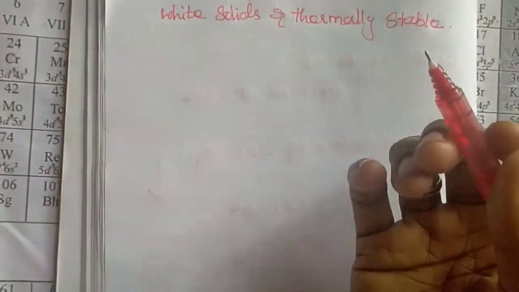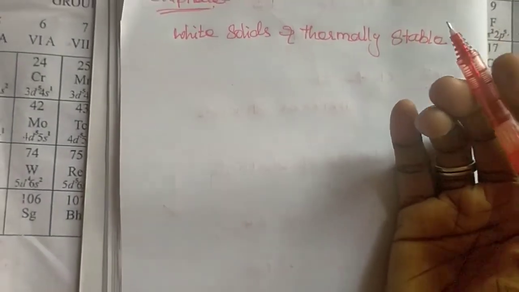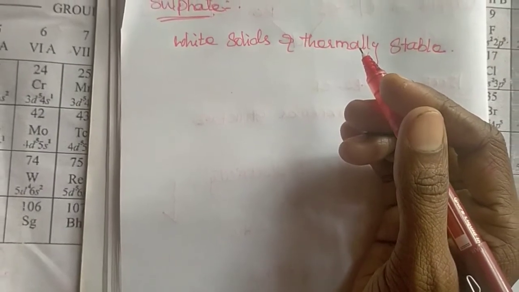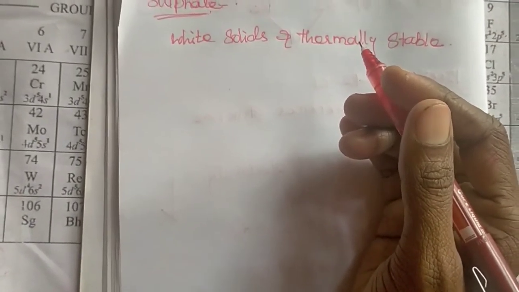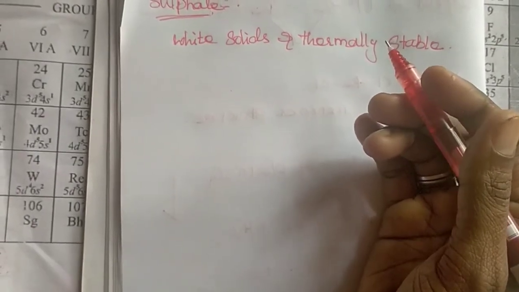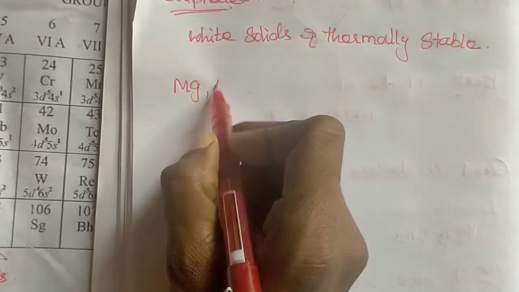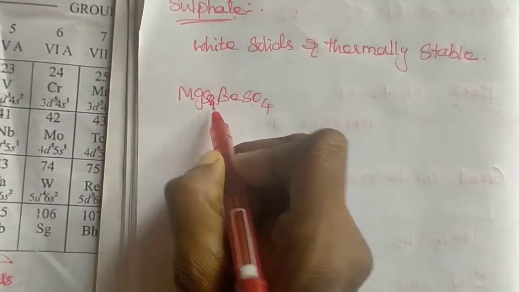So with the greater hydration enthalpy, they dissolve in water. Because of that, they overcome the lattice enthalpy factor, so their sulfates are soluble in water. So magnesium and beryllium sulfate are generally soluble in water.